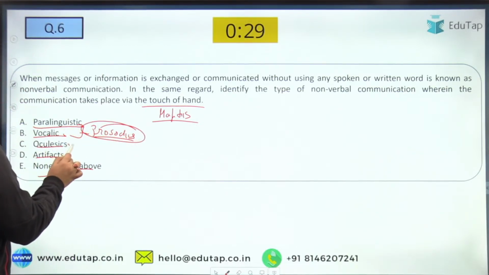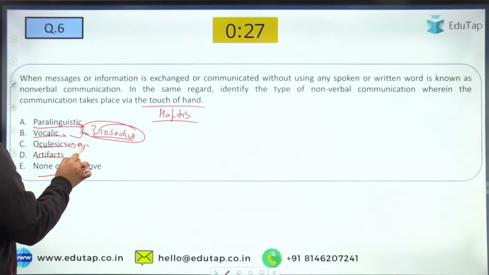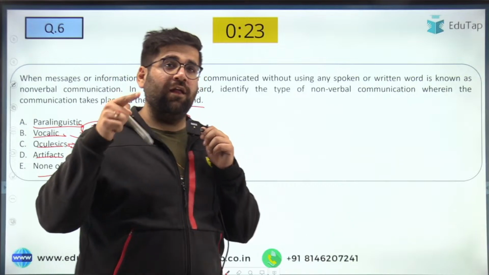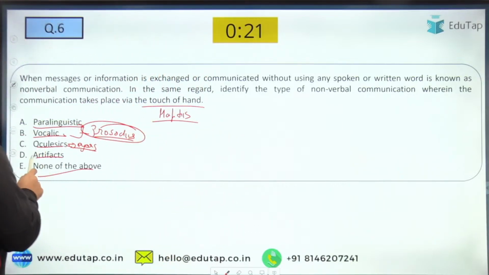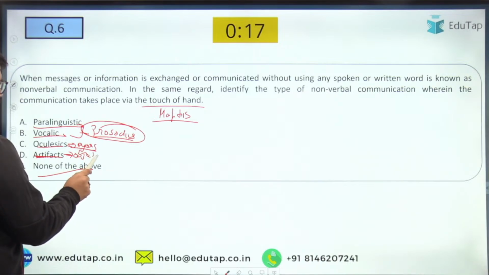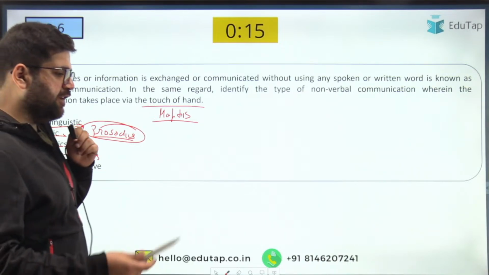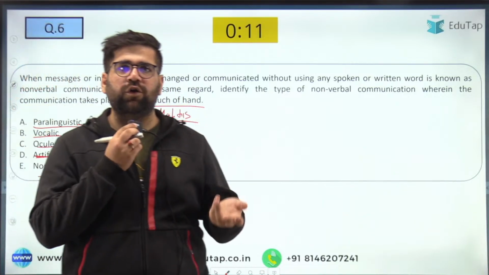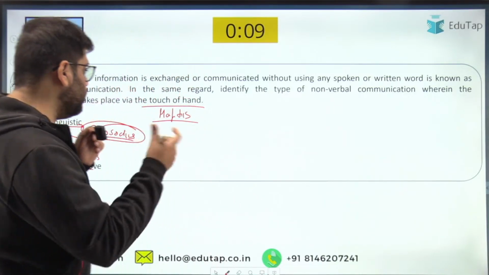Oculesics means that you are communicating with your eyes. You know, some people communicate with the blink of the eye, right? And then you also have artifacts. Artifacts is basically communication done with the help of objects. Objects as in, if I show you the sword of a great leader, that sword will also talk to you, right? So this is known as artifacts.